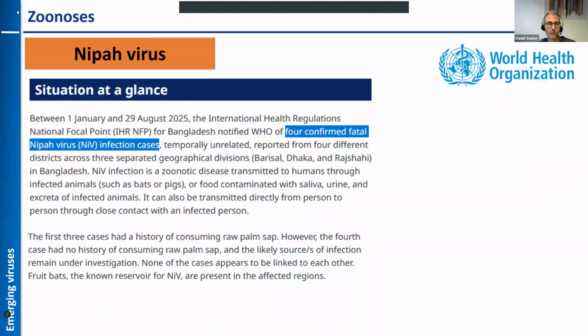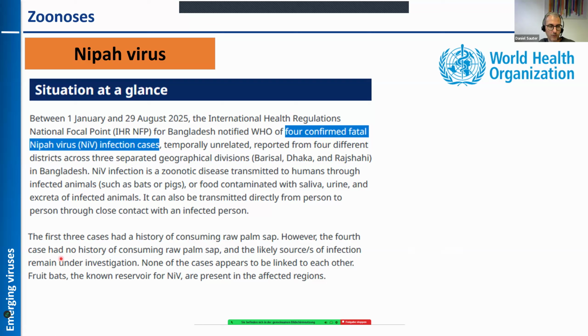Then let's have a closer look at a few zoonoses again. So what I did is I actually selected a few current examples, mostly from this year, from the Disease Outbreak News webpage of the WHO. And I picked Nipah virus. So obviously in the first half of this year, there have already been 4 fatal cases of Nipah virus infections in Bangladesh. And as you can see here below, it says the first 3 cases had a history of consuming raw palm sap.